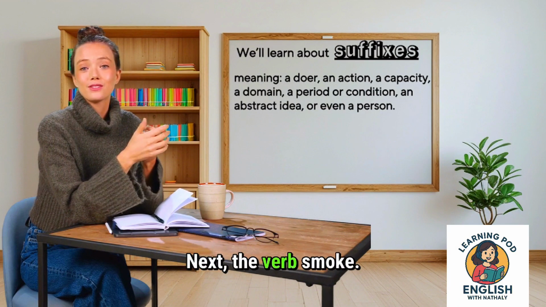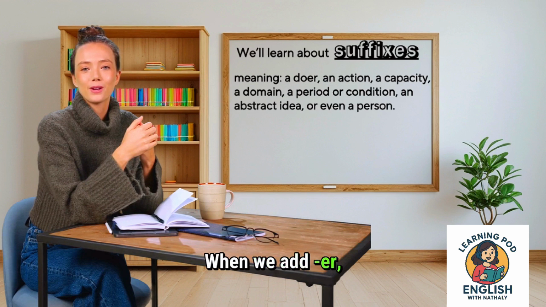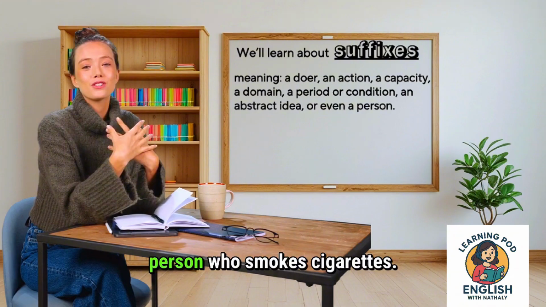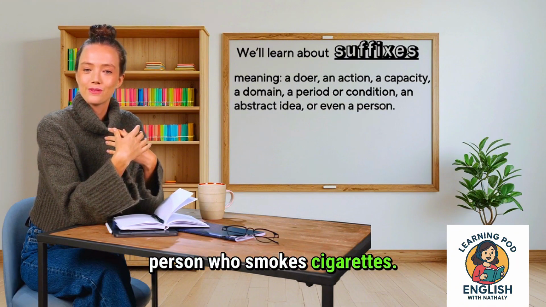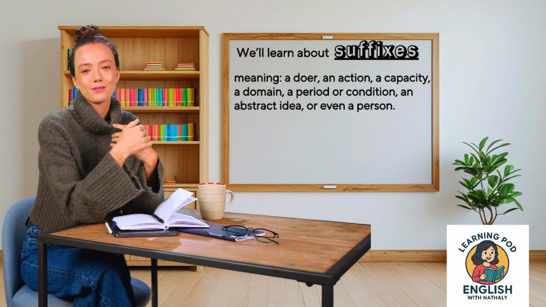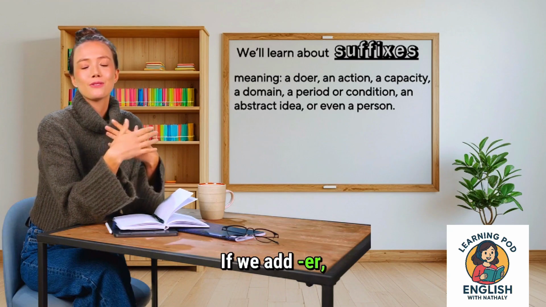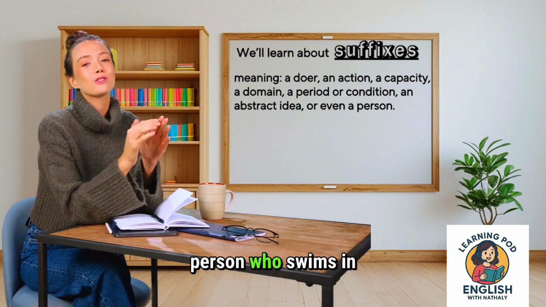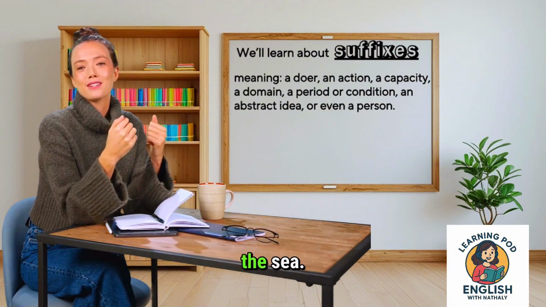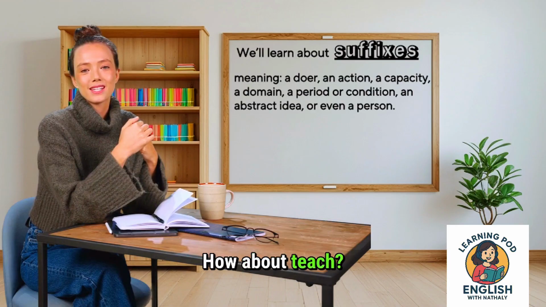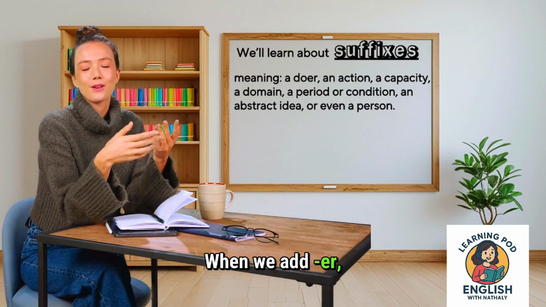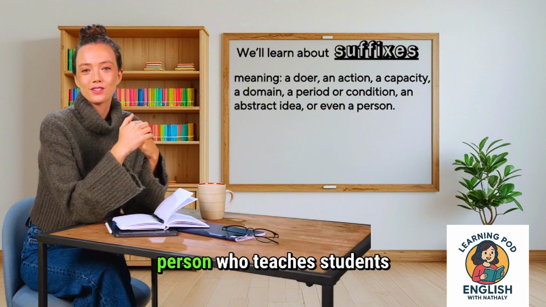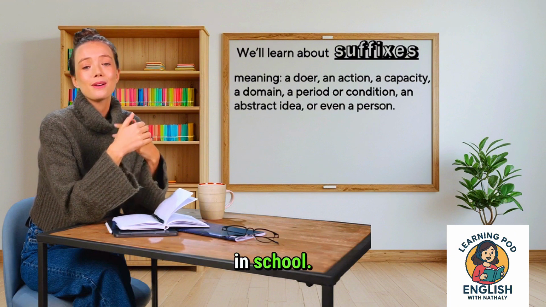Next, the verb smoke. When we add er, it becomes smoker. A smoker is a person who smokes cigarettes. Then we have swim. If we add er, we get swimmer. A swimmer is a person who swims in the pool or in the sea. How about teach? When we add er, it becomes teacher. A teacher is the person who teaches students in school.